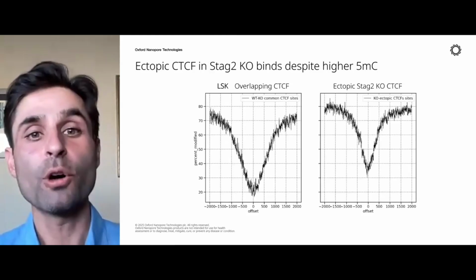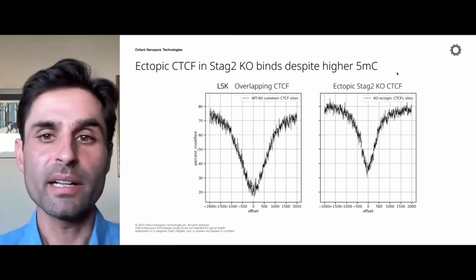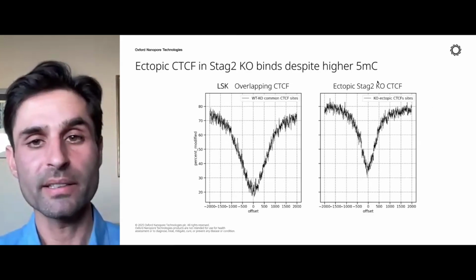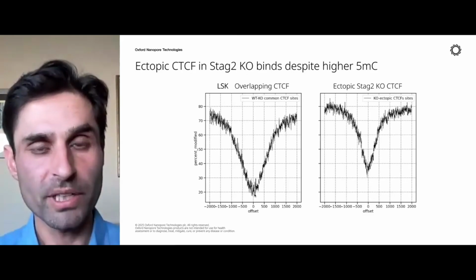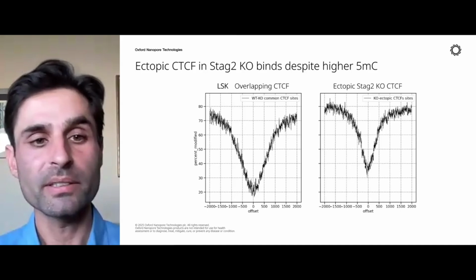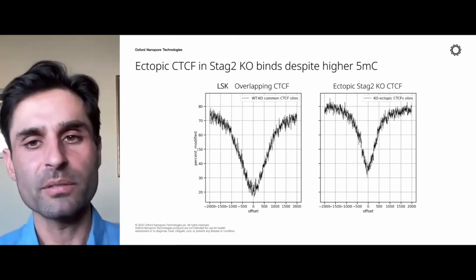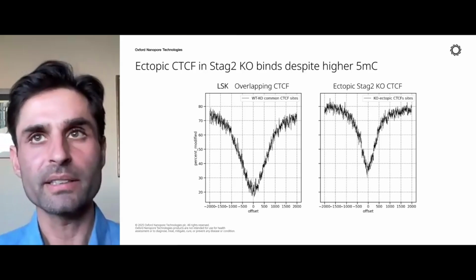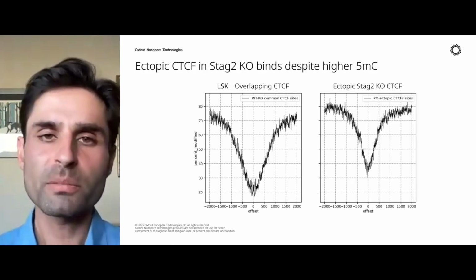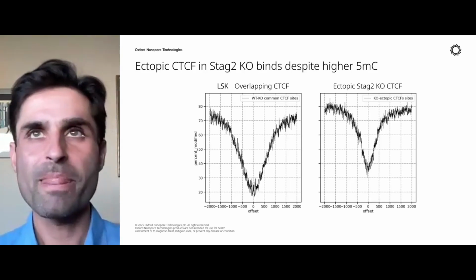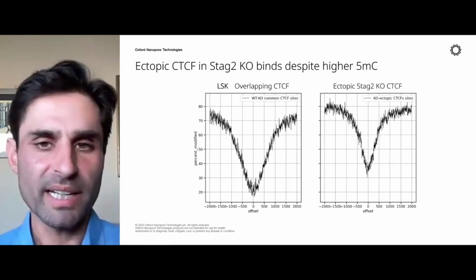But if you start looking at these overlapping CTCF sites, and at the ectopic sites in the knockout cells, you start to see that it's not quite as much of a hypomethylation suppression. Especially in the ectopic ones, you're getting almost 4 times more methylation at those places, even though CTCF is still binding. So there's something going on that's allowing CTCF to bind at these places where you would normally not expect it to, or something's fighting back the CTCF binding there due to STAG2 being knocked out.